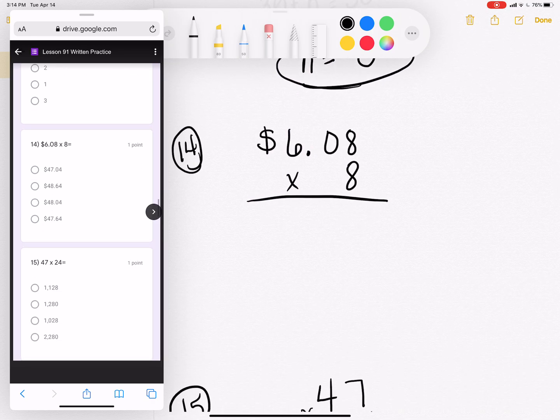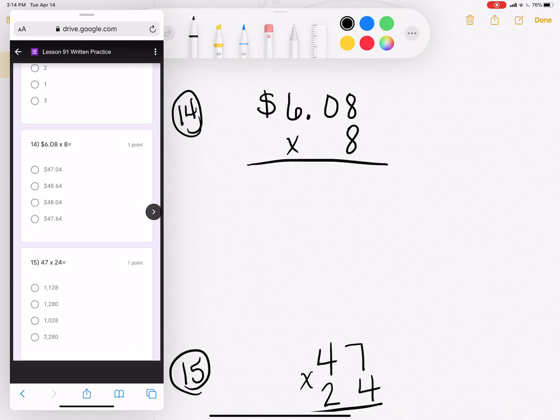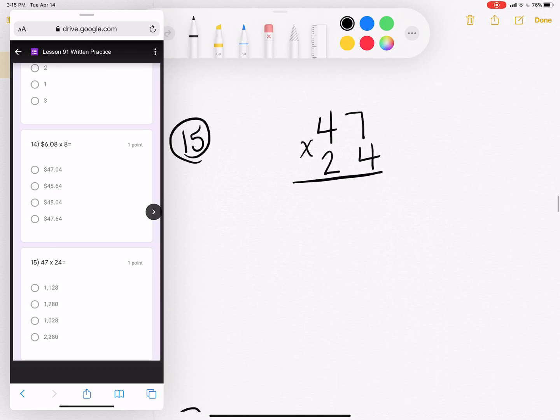14. $6.08 times 8. 8 times 8 is 64. Carry your 6. 8 times 0 is 0, plus 6 is 6. 2 decimal places. 8 times 6 is 48. And make sure you have a dollar sign. $48.64 on number 14.